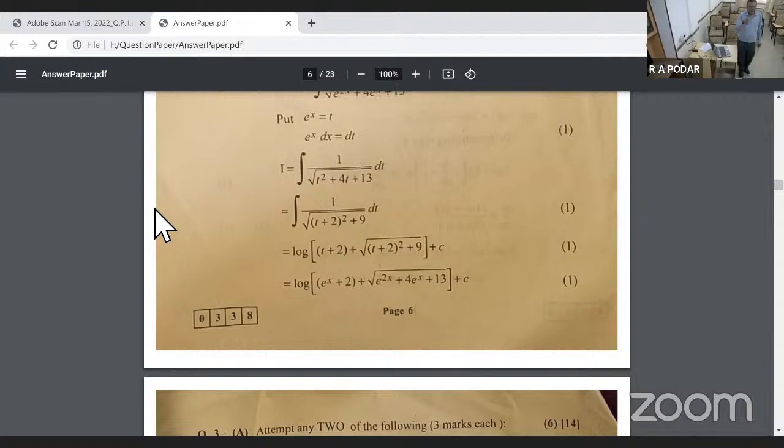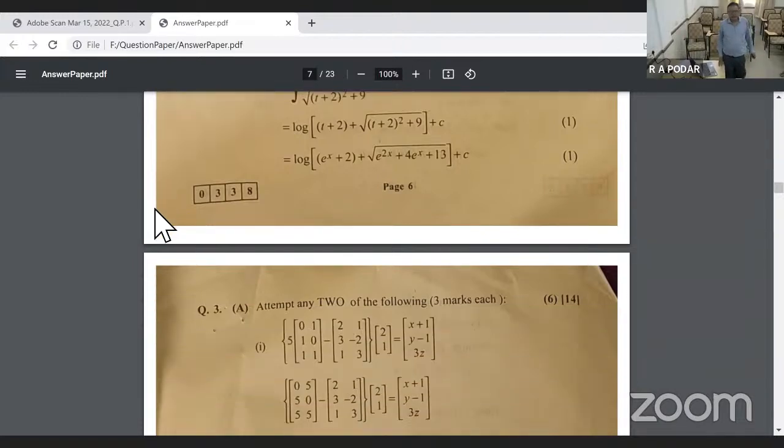Log in bracket, e raised to x plus 2, plus under square root, as it is you write, what was the question asked. So under square root e raised to 2x plus 4 into e raised to x plus 13. That under square root as it is you can write, no need to split, plus c. About this plus c I can say that the constant of integration is compulsory to write for an indefinite integral. If you don't write it, they may cut 1 mark. That you remember, all of you remember this about the constant of integration. Okay. Next question we will see.